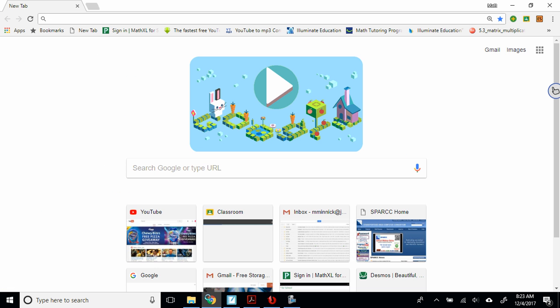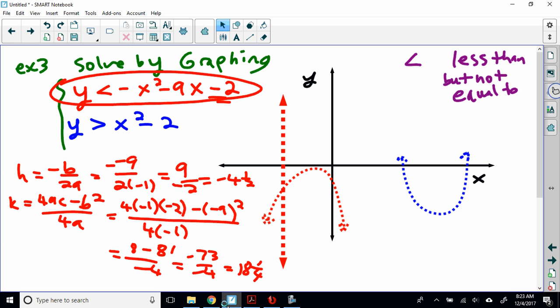Who picked these examples? I guess I did. Wow. So maybe this red thing I sketched here needs to get out of the way. So the vertex is at negative 4.5, 18 and a fourth. And the y-intercept was negative 2.